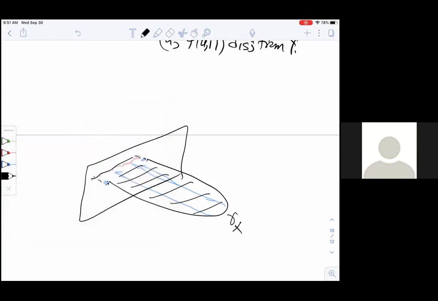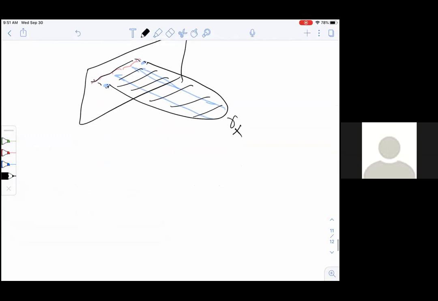Okay. Maybe a more interesting picture is to take the case when x is a surface. See if I can draw that picture. And Y is 1-dimensional.